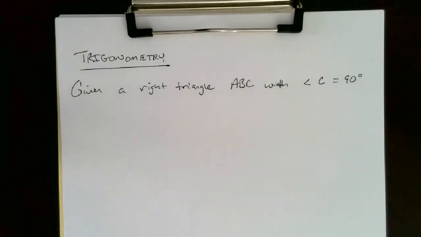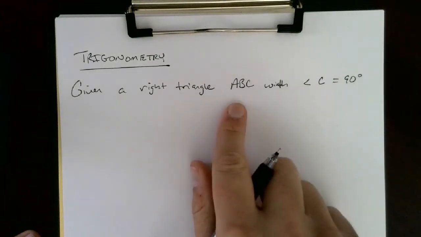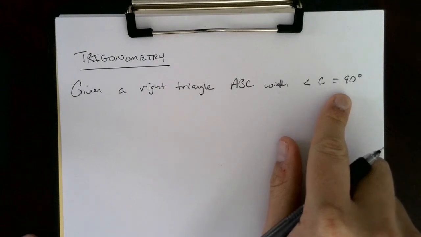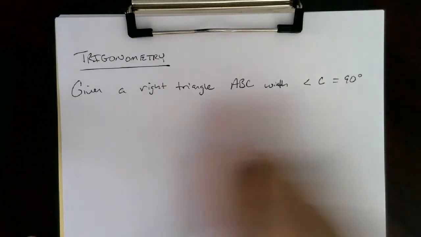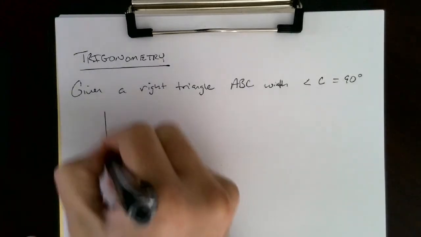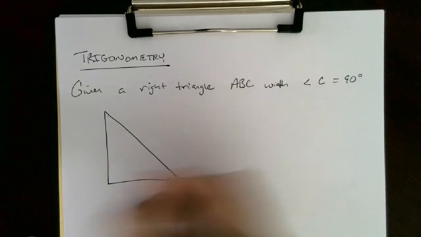This video is an introduction to right triangle trigonometry. So given a right triangle ABC with angle C equals 90 degrees. ABC is the name of the triangle. Angle C will be 90 degrees when we refer to it this way. You're telling us it's a right triangle, that's what makes it a right triangle, that we have one angle that's 90 degrees. And if I was to sketch this out, the right triangle would look like this.